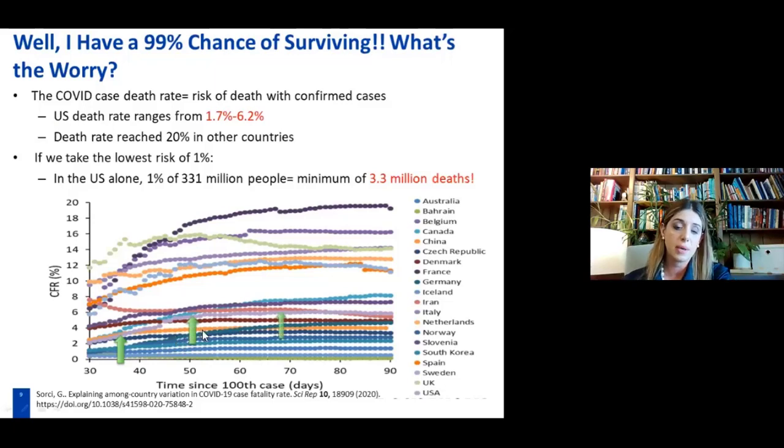And this is here in the purple line that I have here. I have arrows just to kind of show it. And this graph is only representative of a few countries. It's not the whole globe, but there are other countries that are up to 20% death rate. So if we just look at the United States alone and we take the lowest risk, which is 1%, if we stay at that rate, that's a minimum of 3.3 million deaths, which is a lot of patients dying. So I think we're always talking about controlling factors.